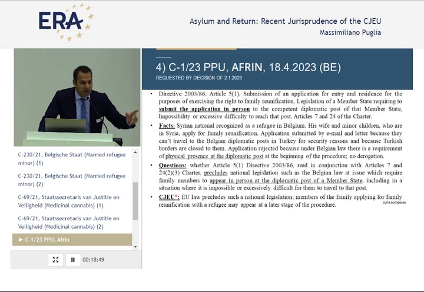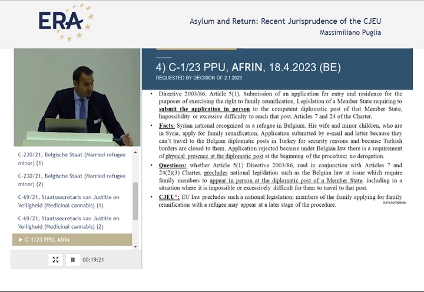His wife and children stayed in Syria, and they want to apply for family reunification. They applied by email and by letter, but the Belgian authorities refused this application because they say, we are sorry, but according to Belgian law, you have to go in person to a diplomatic post to make the application. But this lady could not because she was alone with two minor children.